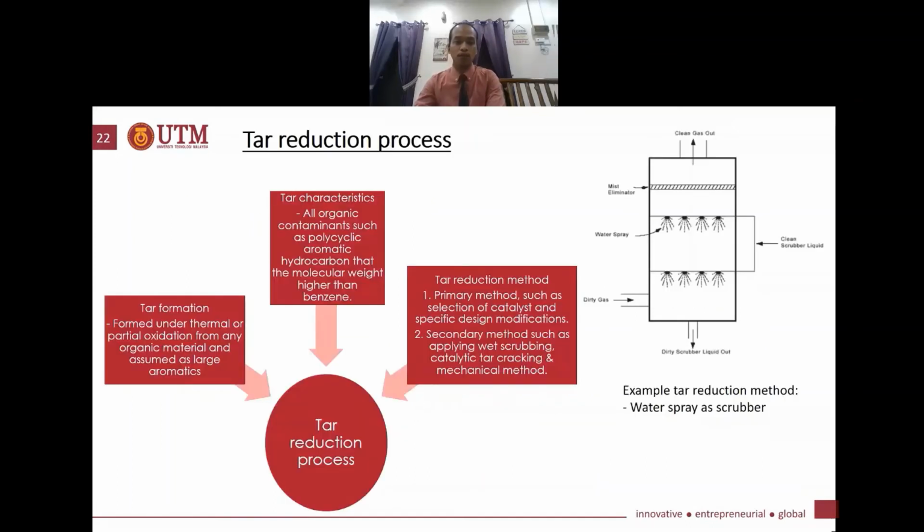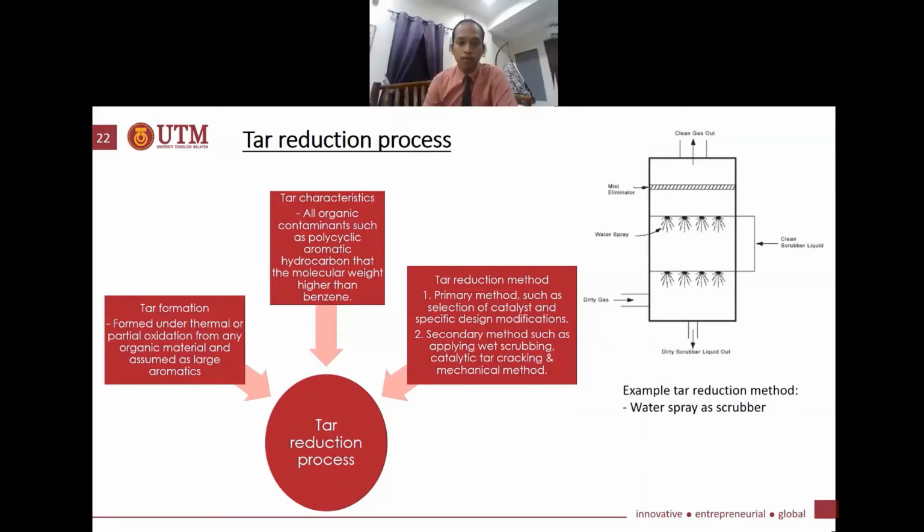Tar reduction process. Tar reduction process will have tar formation, tar characteristics, and tar reduction methods. As per the picture below, an example of the tar reduction method that we use is water spray as scrubber.